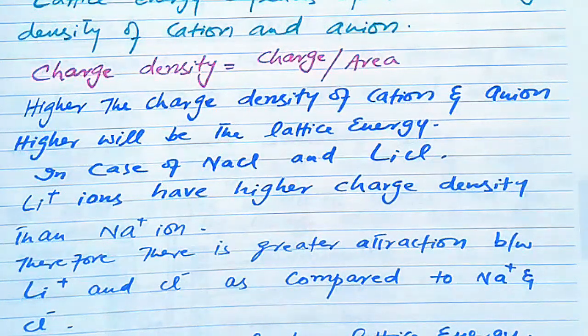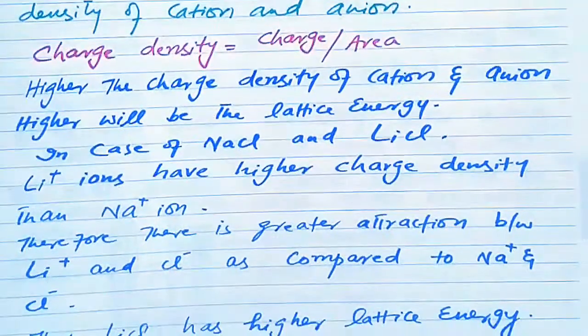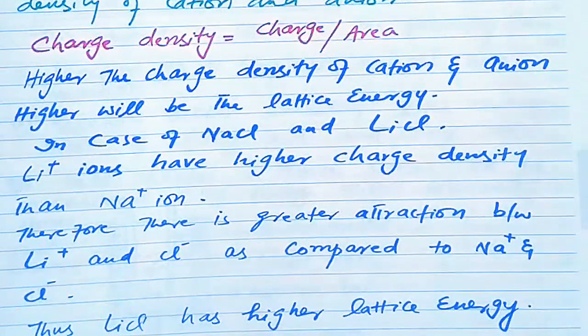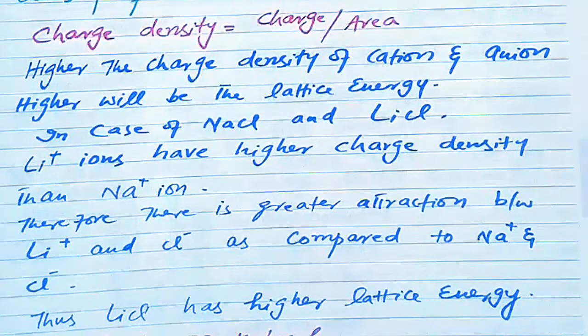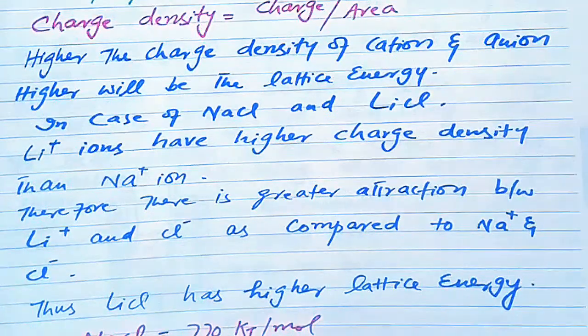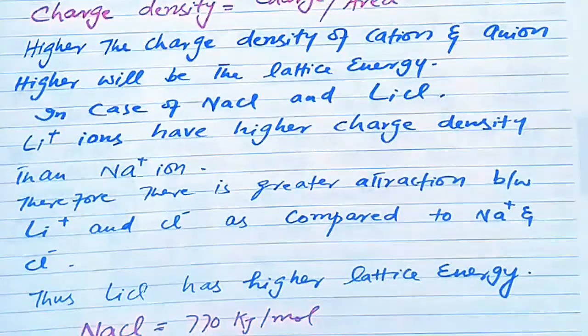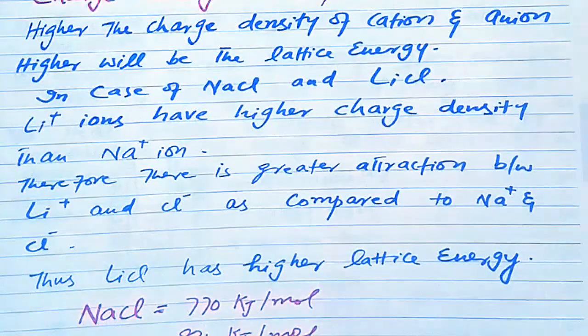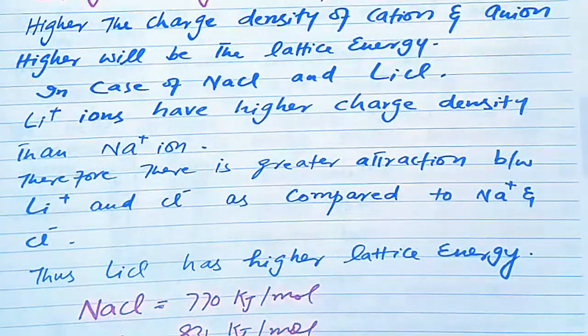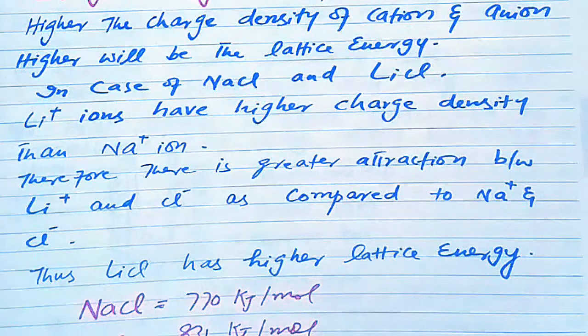If we take the example of lithium chloride and sodium chloride and compare the charge densities, in both cases we will come to know that the charge density of lithium chloride is greater than sodium chloride. That's why the lattice energy of lithium chloride is much higher than that of sodium chloride.